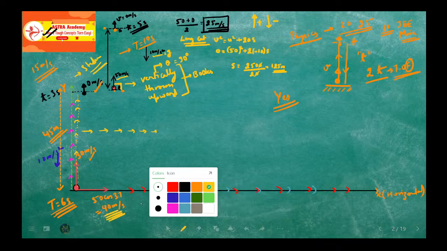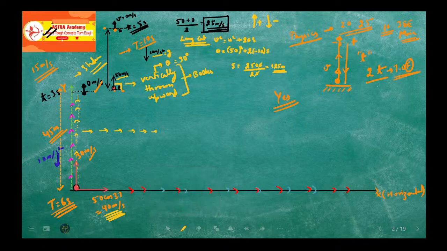I'm repeating once again. What is the role of the vertical component? The role of the vertical component of velocity is to take the body in the vertical direction. And the role of the horizontal component of velocity is to ensure that the body should move in the horizontal direction also, meanwhile it is moving in the vertical direction. Understand very carefully, this is a very important concept: the body is moving in the vertical direction and the horizontal component ensures that it should move in the horizontal direction also.